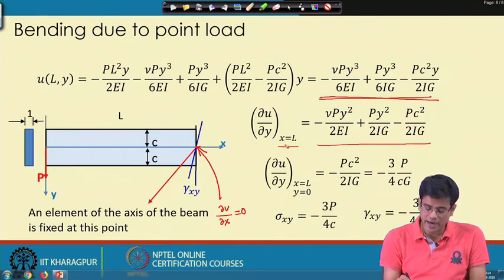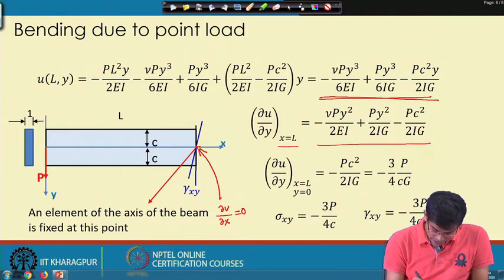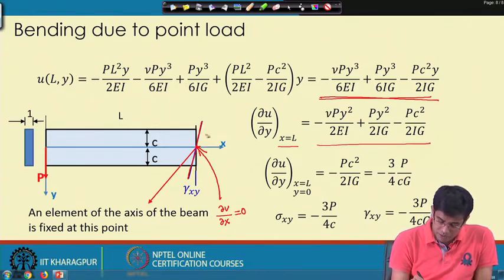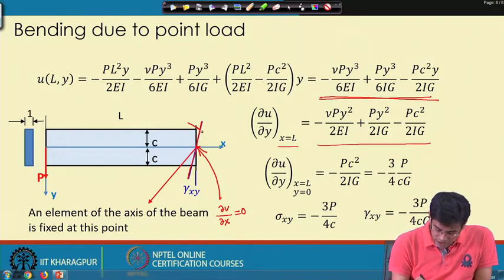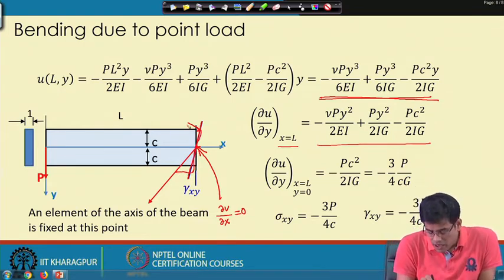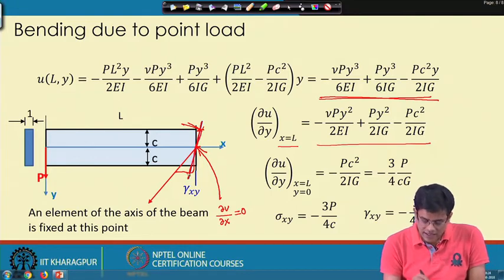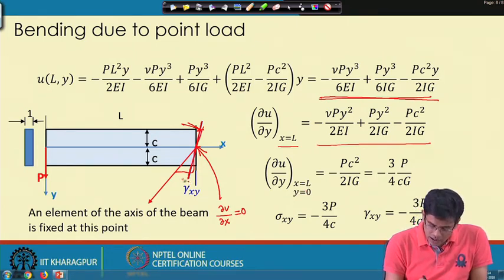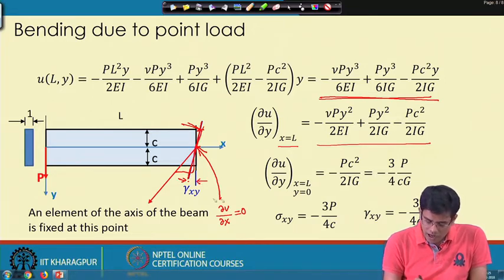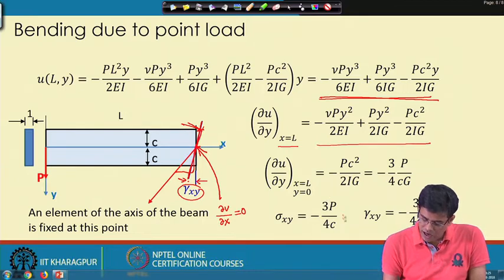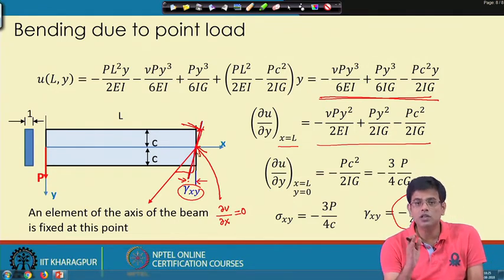So, that is del u del y at x equals to y is this, and so that gives me this line, if the beam is originally this. So, this gives me a line, a deformation whose tangent is this line. So, this tangent is essentially representing the angle here, this angle is essentially the gamma xy, or the 3p by 4 cg. So, which is essentially how the vertical fiber at the fixed end will rotate.